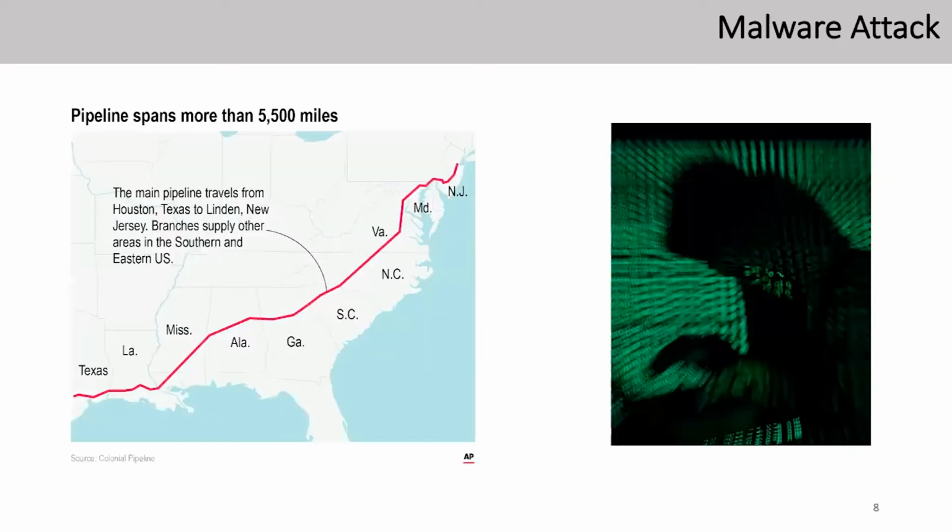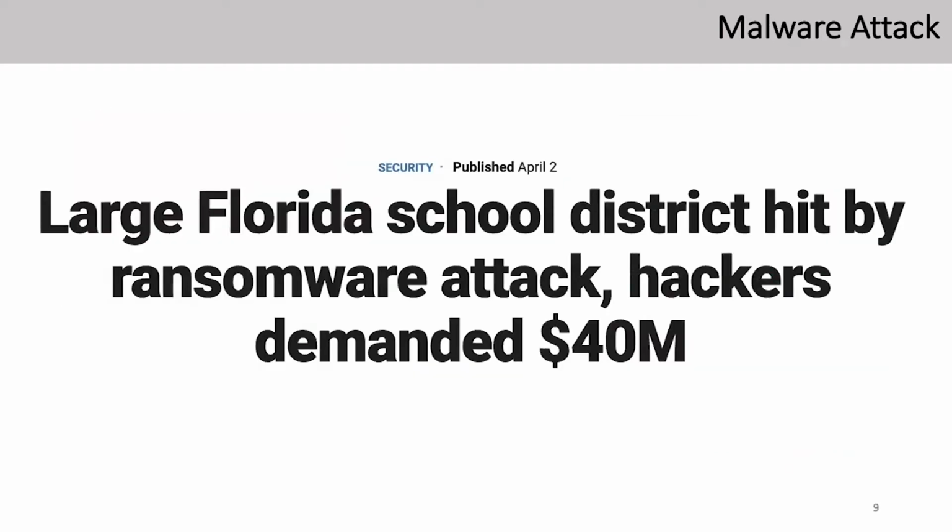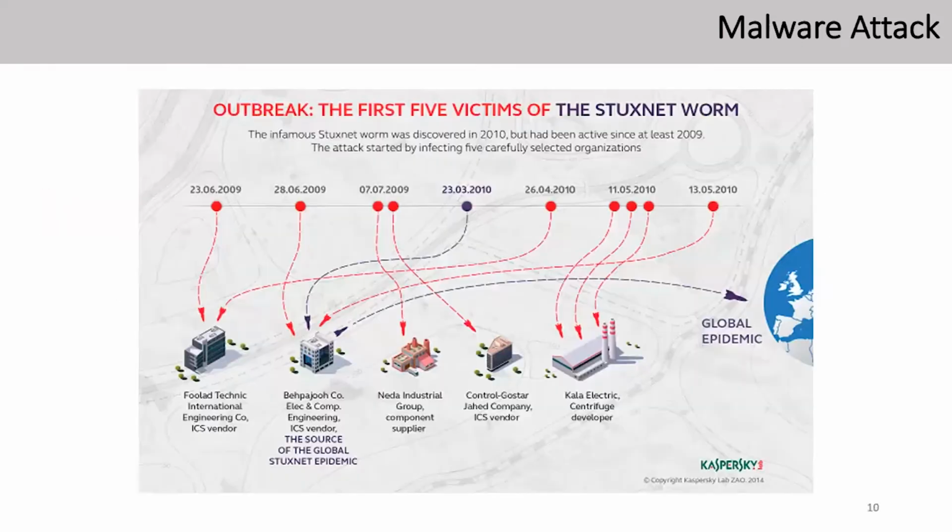Then we have the Colonial Pipeline attack. We all know this: there was this huge pipeline of gas or petrol in the southern parts of the US, and that was attacked, and as a result, the petrol prices increased a lot last year in the US. In 2019, a large Florida school district was hit by a ransomware attack where the hackers demanded $40 million. The same thing. They said that unless you pay the money, they will release the confidential data.